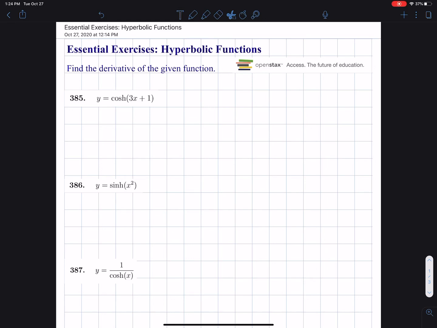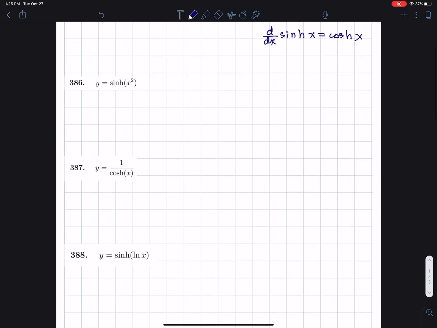All right, we're going to do some problems here where we find the derivatives of some hyperbolic functions. And in order to do that, we need to have a few formulas. What we have here is that the derivative of hyperbolic cosine x is equal to hyperbolic sine x. The derivative of hyperbolic sine x is equal to hyperbolic cosine x. And actually, I think that does it for here.